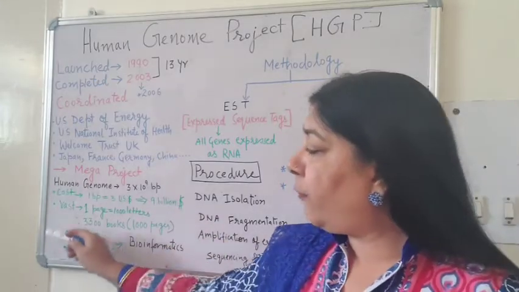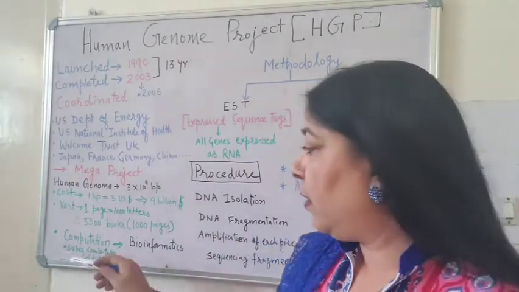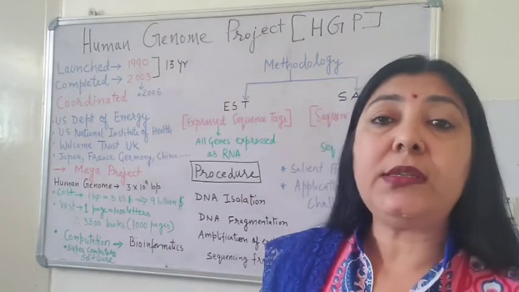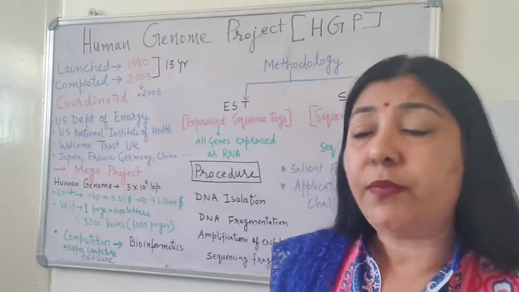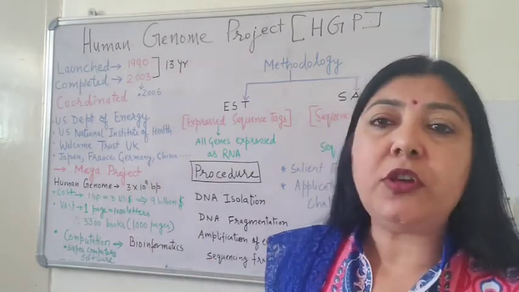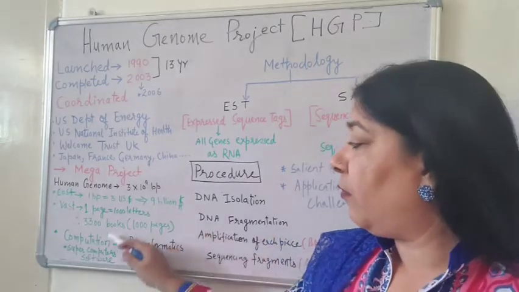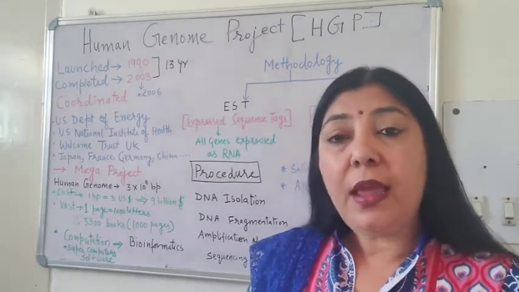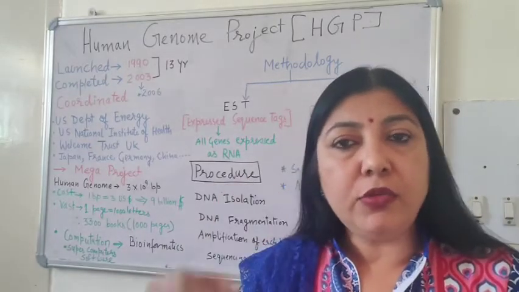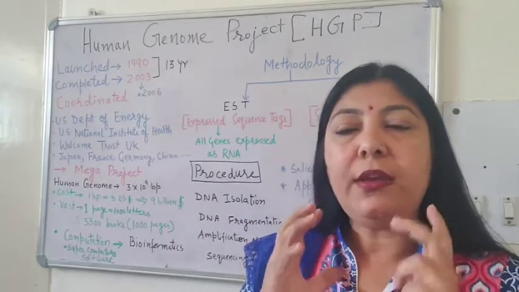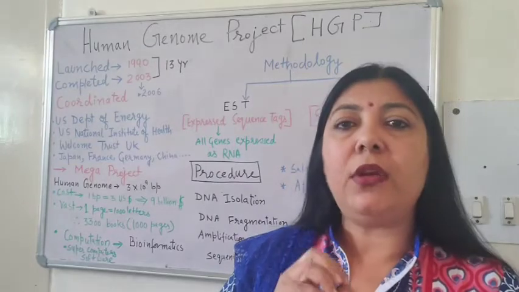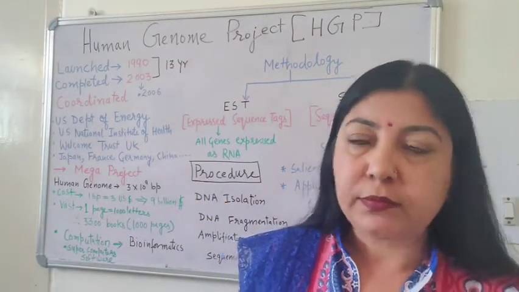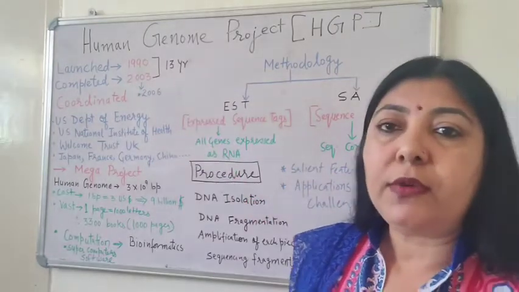So for this project, different computational work was done. Supercomputers were prepared for it. Different software was built for this project. And a new branch of biology came up, called bioinformatics. Bioinformatics was basically applying genetics and using computers to study genetics. So it was an integration of biotechnology and information technology. That's why it was called bioinformatics.